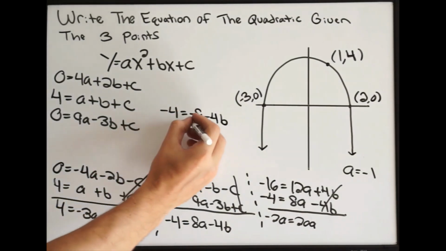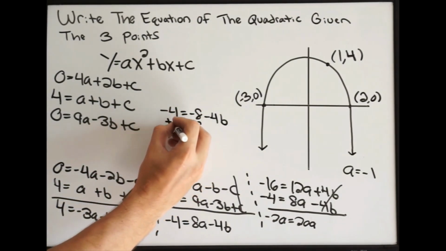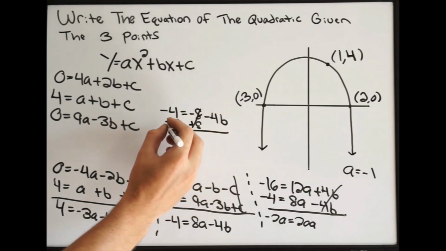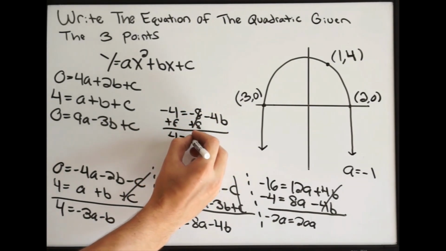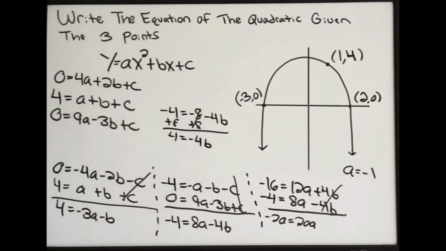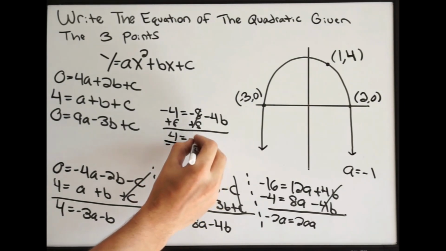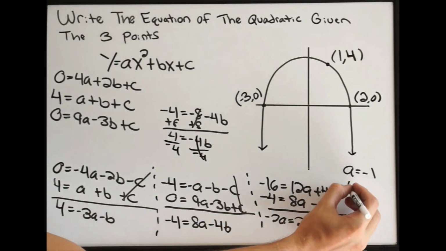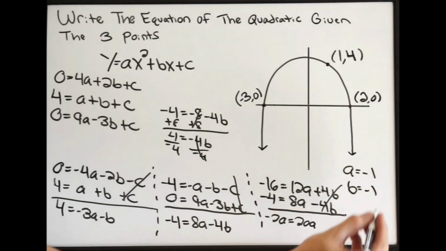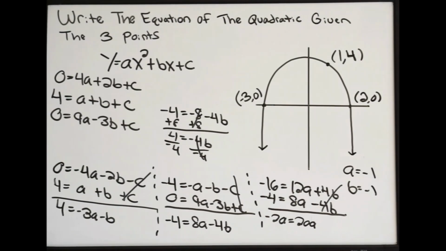So we're going to add 8 on both sides. Okay, this is going to give us 4 equal to negative 4b. Right, and our last step, we want to divide both sides by negative 4. Okay, so we can see that b is also going to be negative 1. Alright, so we're essentially almost done. Let's just solve for c now.